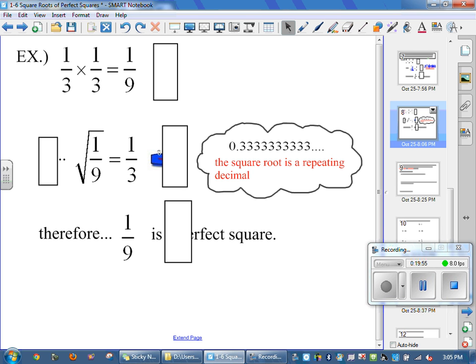Let's say I go, for example, root 24 over root 25. Let's see what that gives us. Everybody try to go square root 24 and see what you get.